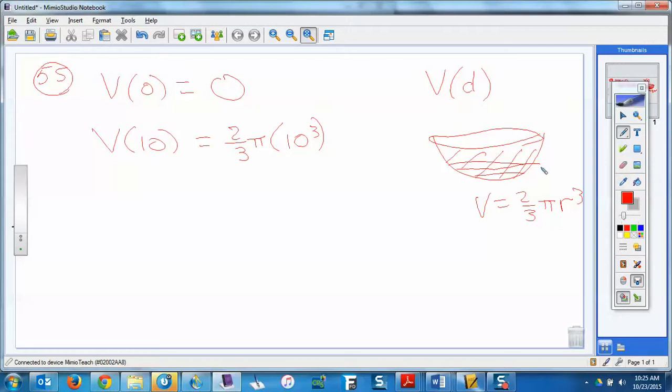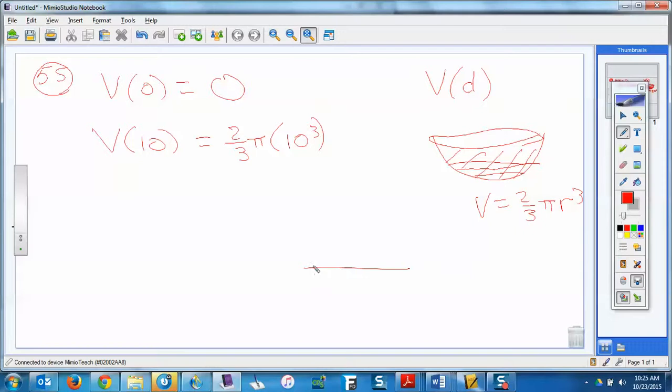Now, A is concave up, but it doesn't start at 0, right? And so you know it can't be B because it's not going to be linear. And it can't be D. It's not going to be concave down. It's not going to be growing slower. It's going to be growing faster.